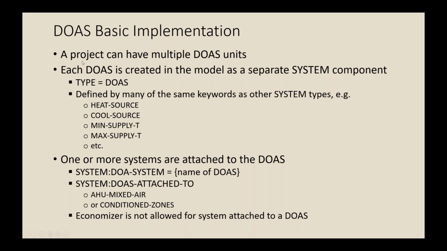So a project in DOE23 can have multiple DOAS systems defined, and each DOAS is created in the model as a separate system component. So it uses the same system features as other systems in the model, but the type that you define for dedicated outside air is DOAS.